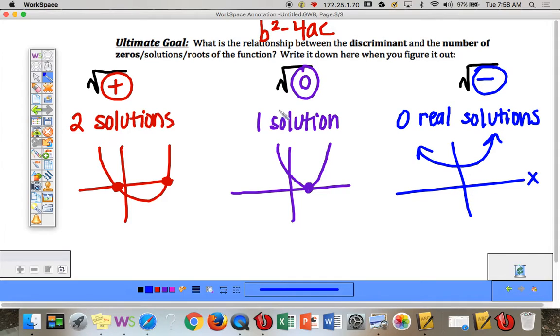So on today's assignment, we're going to take a look at these: a positive discriminant, 2 answers; 0 discriminant, 1 solution; and negative discriminant, 0 real solutions.